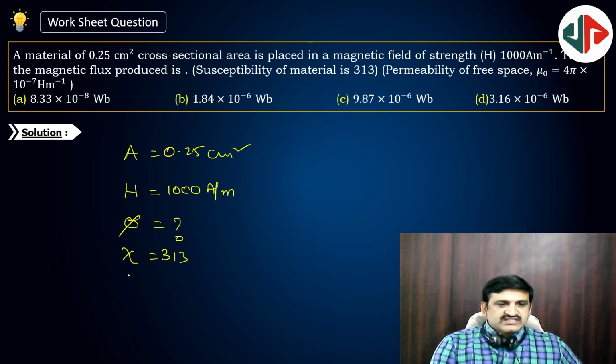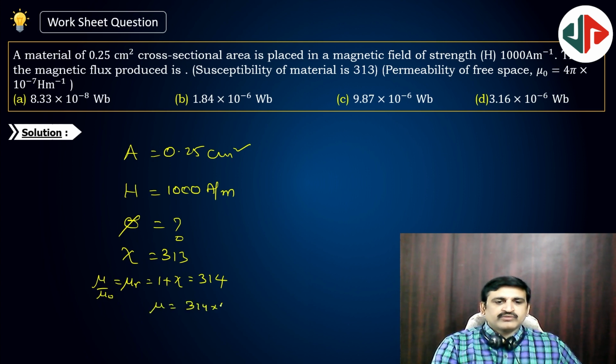Chi is given, then mu r is equal to 1 plus chi. That means this will become 314. This is equal to mu by mu naught. So mu is equal to 314 into mu naught value 4 pi into 10 to the power of minus 7. 314 is nothing but 100 pi, 3.14. But okay, I'll leave it like this only, later we'll think about it.